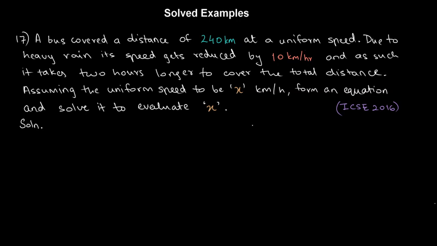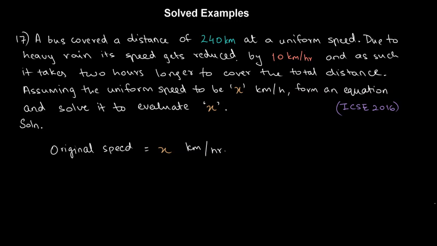Right. So in this particular question, we want to find the value of x, which is basically just the uniform speed. So they've already given us the value of the uniform speed as x. So you can start by saying original speed, right? Because that is the original speed of the bus, sorry. So original speed is equal to x kilometers per hour, right? And we want to cover a distance of 240 kilometers.